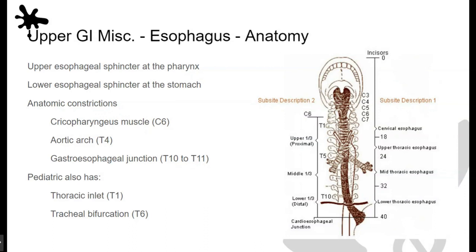So right where it goes through the diaphragm, that's kind of their area there. And then also the pediatric patient has the thoracic inlet at T1 and the tracheal bifurcation at T6. Why does this matter? Because these are the places that foreign bodies can get stuck.